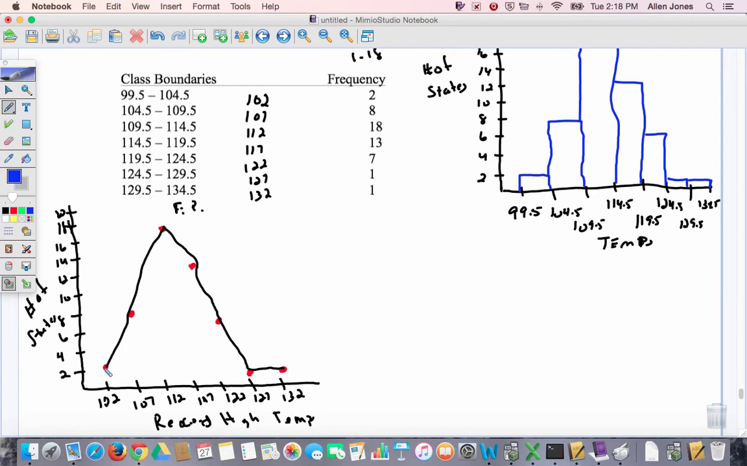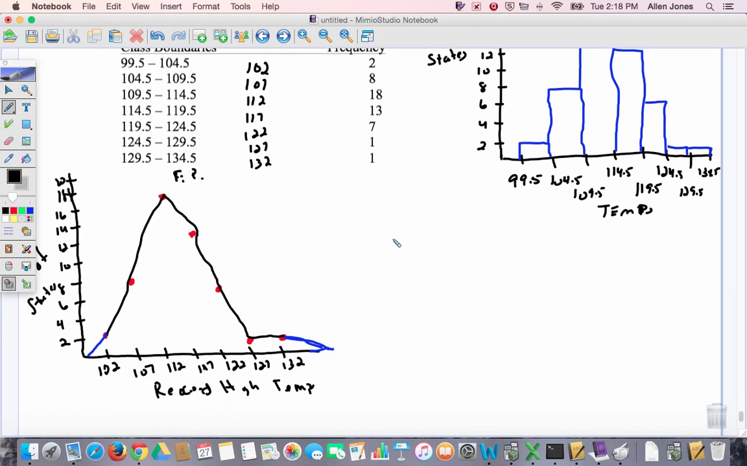And the last part of this is it's a frequency polygon. A polygon is a key phrase there. So I connect my graph to the x-axis at each end, so it closes off that shape. It's now a closed shape figure. That would be our frequency polygon.